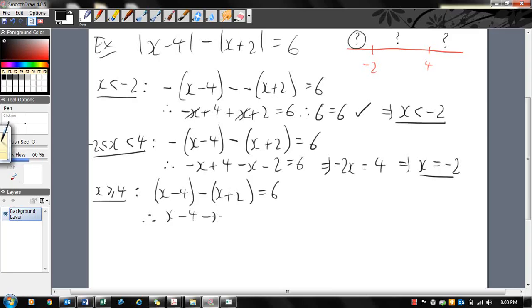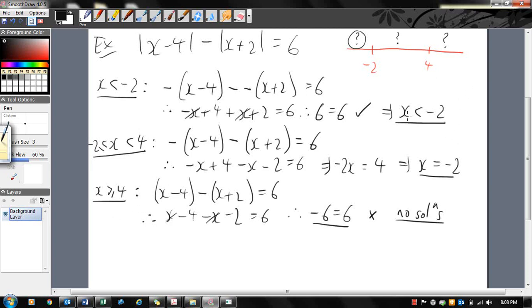x minus 4 minus x minus 2 equals 6. Therefore, x minus x, we get negative 6 equals 6. No, that is never true. What this is saying is it doesn't matter what the value of x is that you use, this is never true. Okay, therefore there's no solutions here. No solutions in that range.